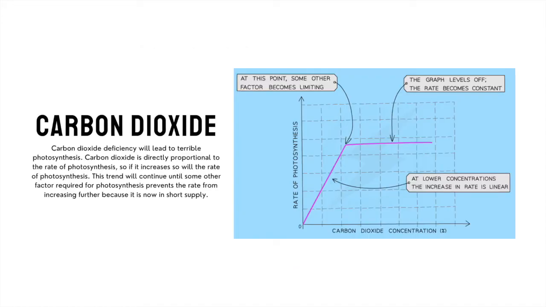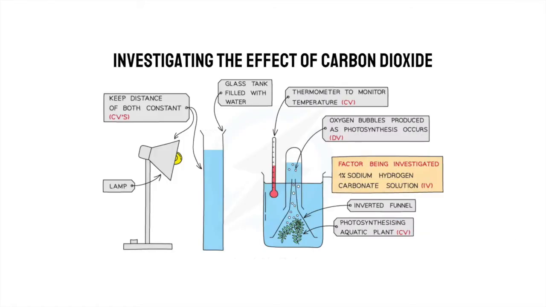The final factor we'll be talking about is carbon dioxide. Carbon dioxide deficiency will lead to poor photosynthesis. Carbon dioxide is directly proportional to the rate of photosynthesis, so if it increases, so will the rate of photosynthesis. This trend will continue until some other factor required for photosynthesis prevents the rate from increasing further because it is now in short supply, and we may investigate as such.